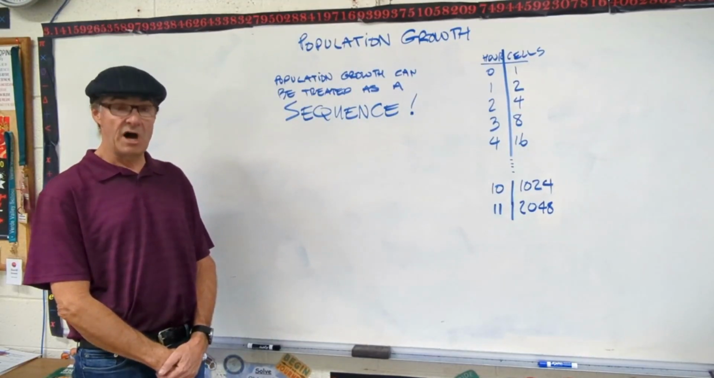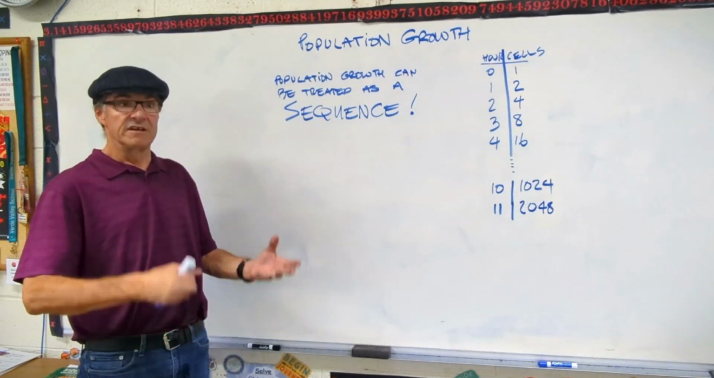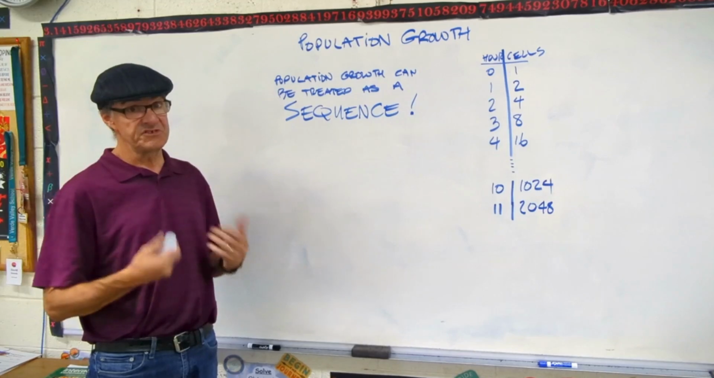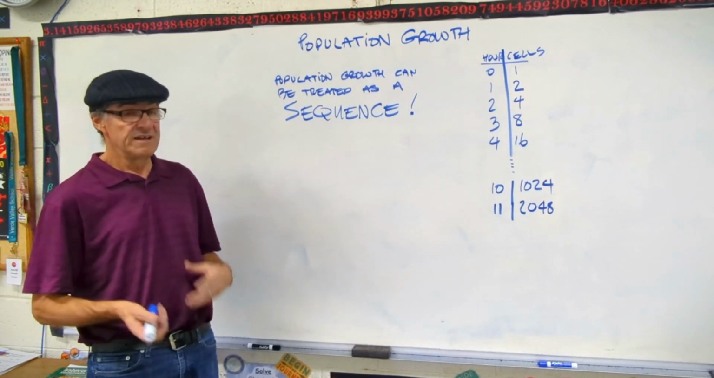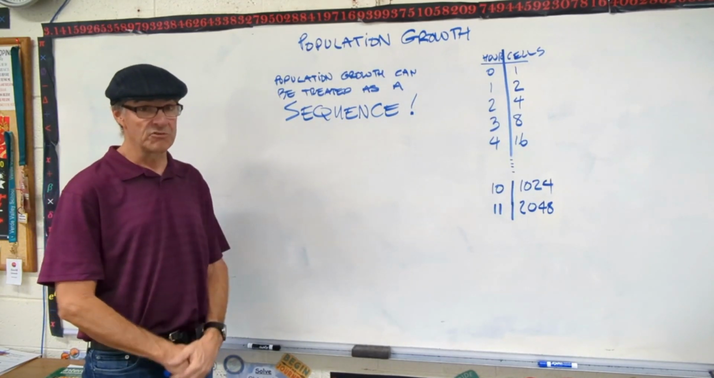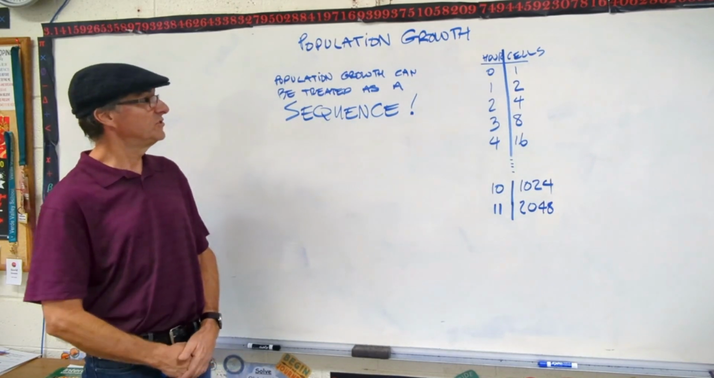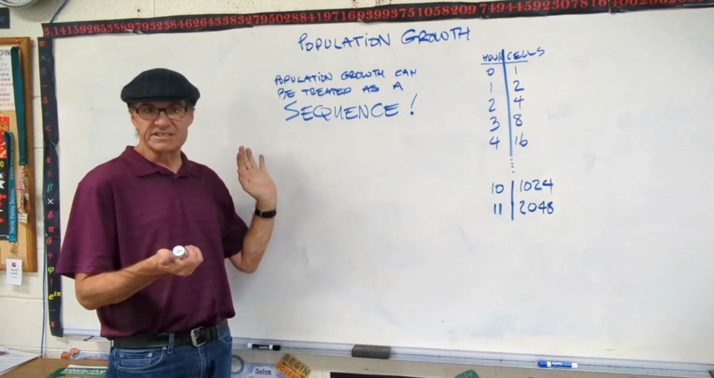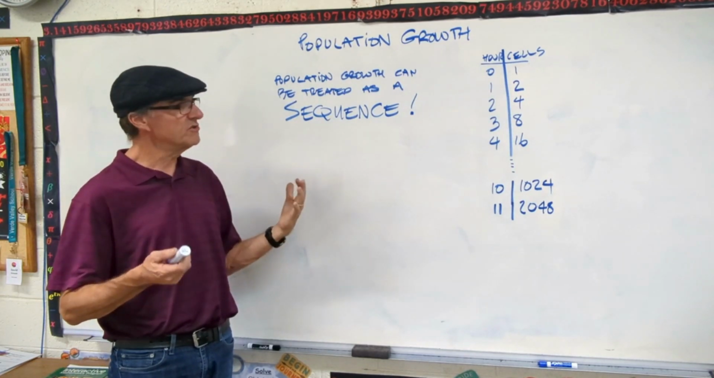Today's lesson covers population growth. And this lesson is in a chapter on sequences and series. So guess what? This means that we can treat population growth like a sequence. So check this out. Population growth can be treated as a sequence. And I've got a little hypothetical example here to show you that.